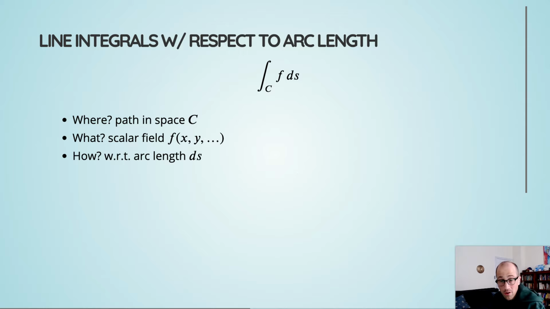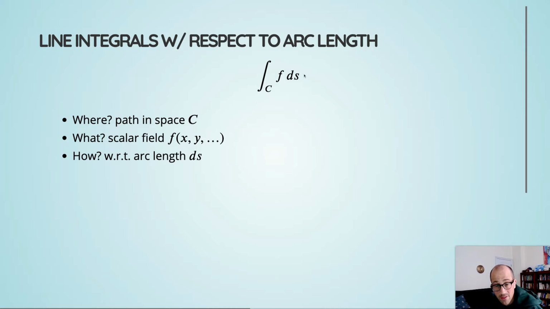So the first one that we'll look at are line integrals with respect to arc length. So the where here is the path in space. We'll call that C. Right? And so anytime you see something referred to as a curve, and we often use C for it, down here with a single integral symbol, that might be a clue you're doing a line integral here.